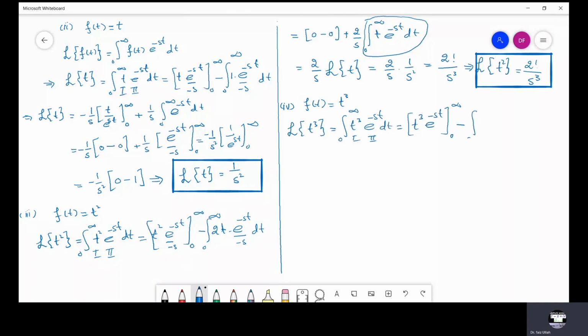from 0 to infinity, minus integration, differentiation of the first, integration of the second into dt. And now if we apply the limits, we can see we will get 0 minus 0. For the first term, this is obtained by using the L'Hopital rule. Minus, taking 3 over minus s common, so we have 3 plus 3 over s, and now we have 0 to infinity t square e power minus st dt, and we can see that this is 3 by s, and the remaining is Laplace transform of t square.